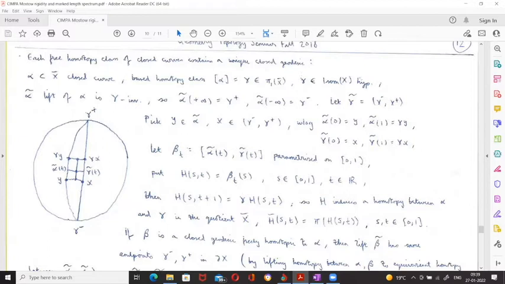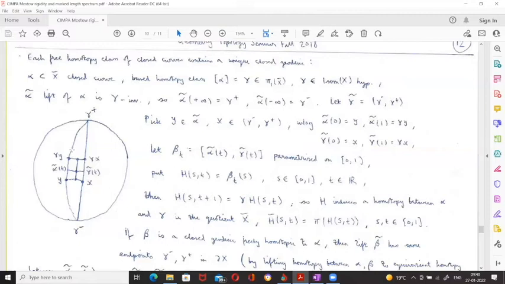Now I can lift the closed curve alpha to the universal cover, to X, and the lift will be gamma invariant. If y is the starting point of alpha tilde, the lift, and I lift it once, then the new endpoint will be gamma y. That's just by definition of the action of the fundamental group on the universal cover. And then I can lift it to a bi-infinite curve.